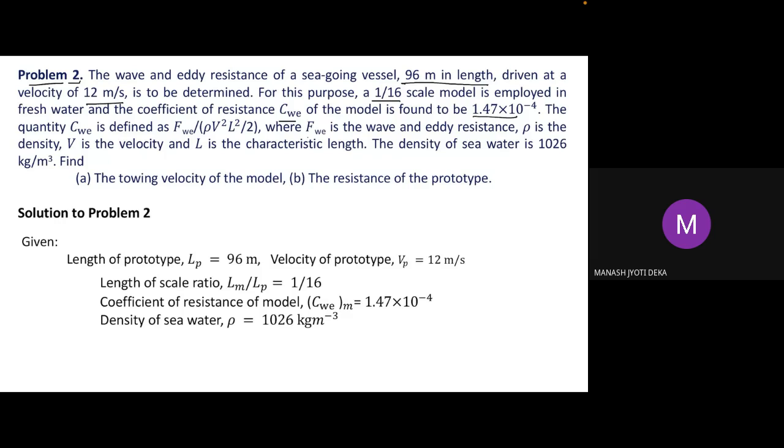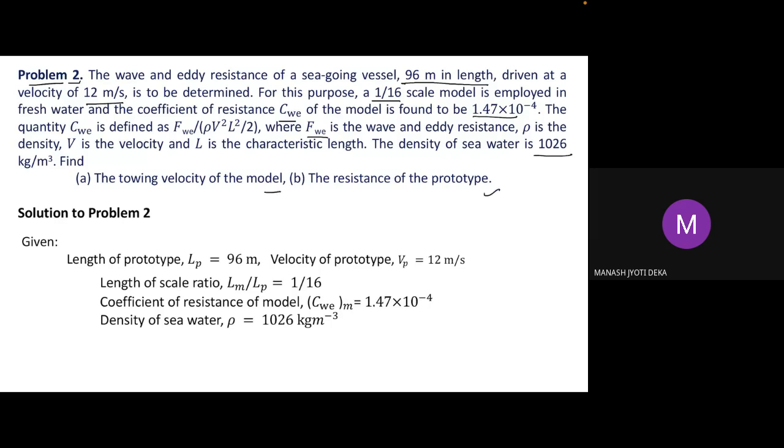And rho is the density, V is the velocity, L is the characteristic length of the problem, and the density of the seawater is given as 1026 kg per meter cube. So we need to find the towing velocity of the model and the resistance of the prototype.